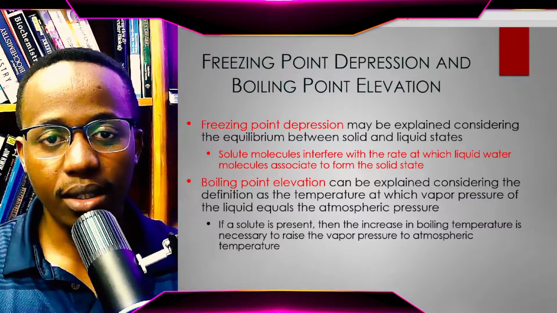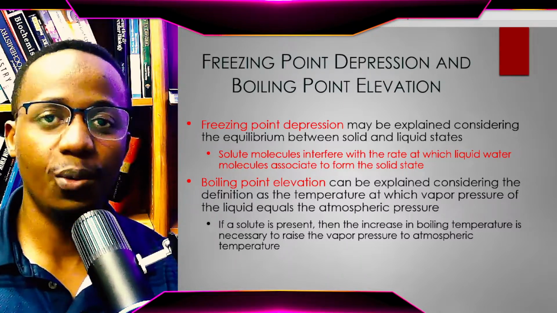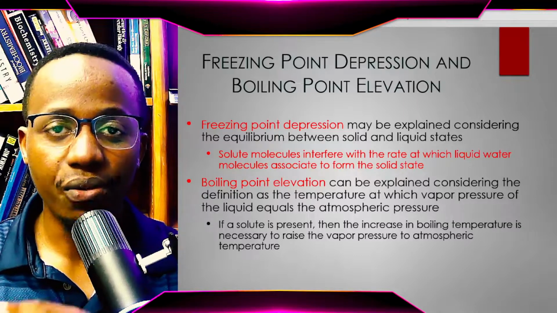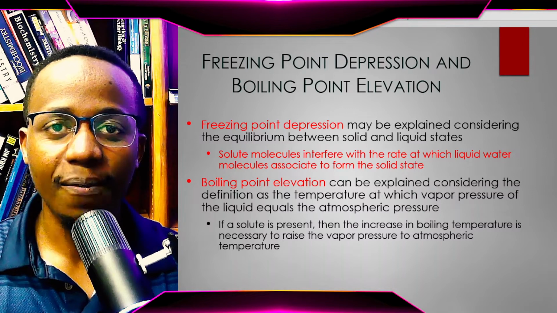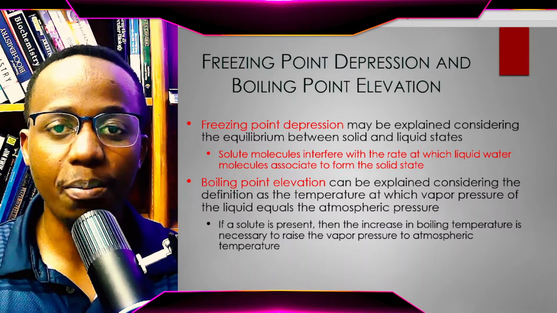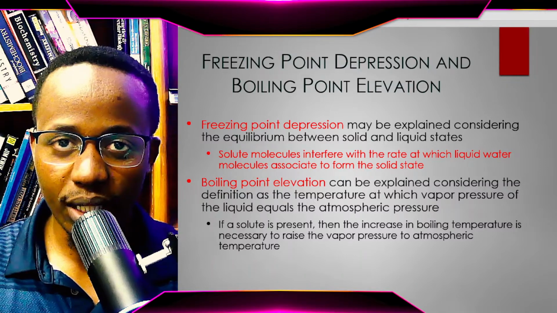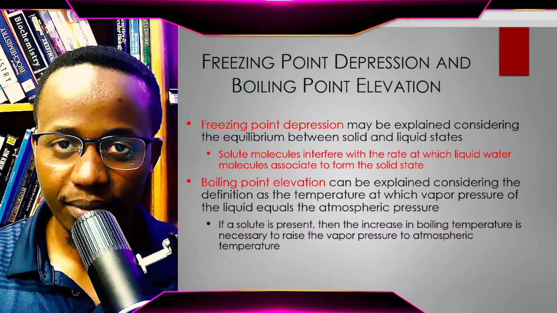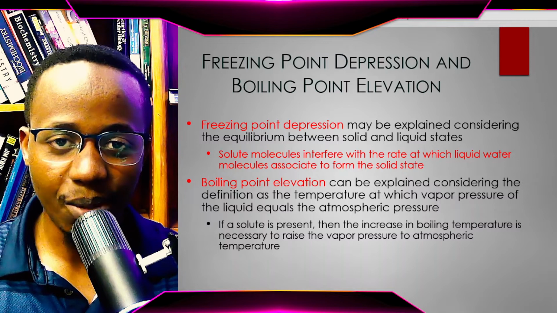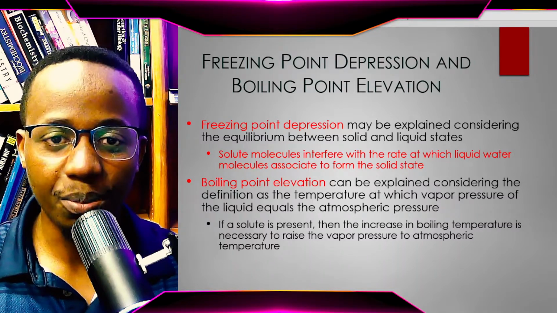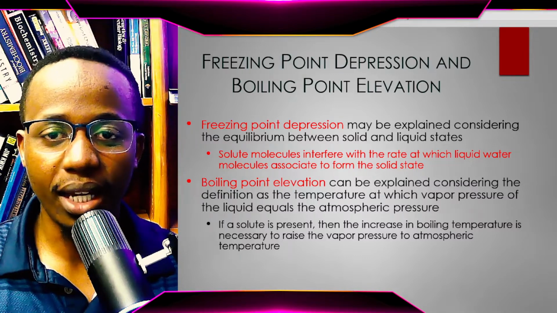So that means that if you have water, usually water freezes at 0 degrees Celsius. I want us to establish that. Water freezes at 0 degrees Celsius and it boils at 100 degrees Celsius. So the freezing point of water is 0 degrees Celsius. The boiling point of water is 100 degrees Celsius. If you add salt or something else in water, the freezing point will get lower and the boiling point will get higher. Why will the boiling point get higher?